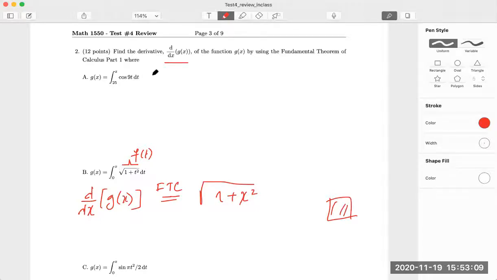How about this one? You want us to find f of t? Or it would just be what? Cosine of 9x. Yeah, that's it. Good job.